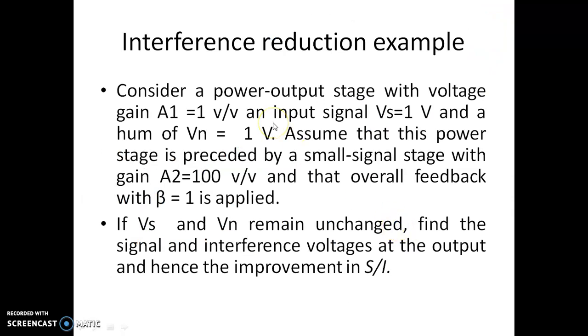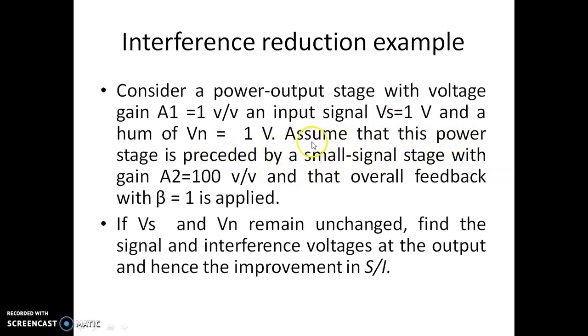So we will consider an example of how this interference will reduce because of negative feedback. Here we are considering an output stage A1 with a voltage gain of 1 volt per volt, because it is a power output stage. That's why the gain is hardly 1. The input amplitude is 1, and the hum, that is the noise, is also considered to be 1 volt. So assuming these values, it is passing through a power amplifier.